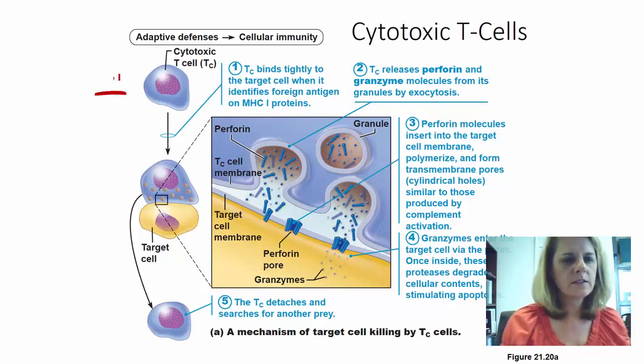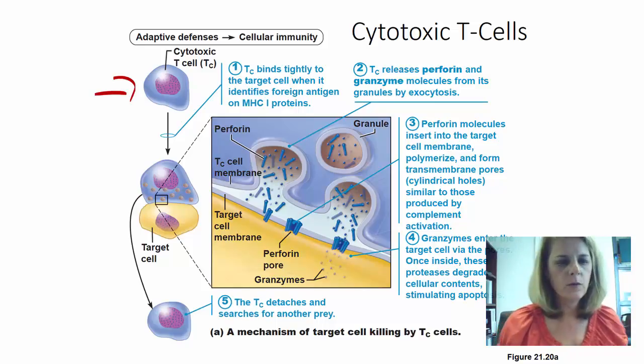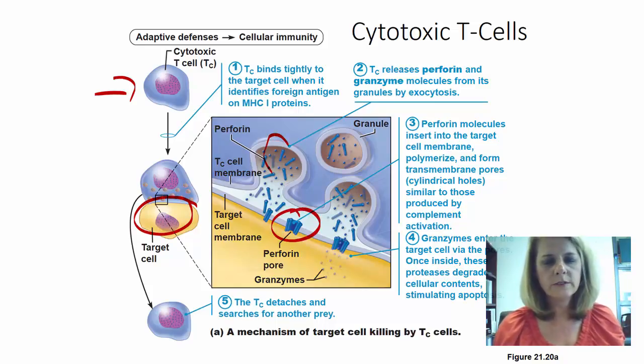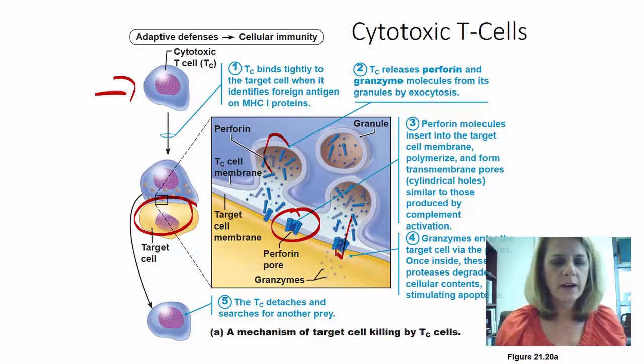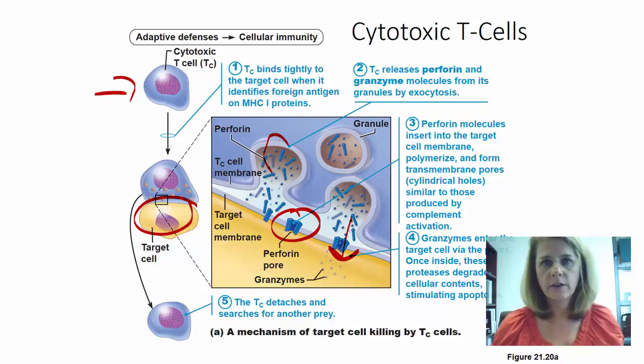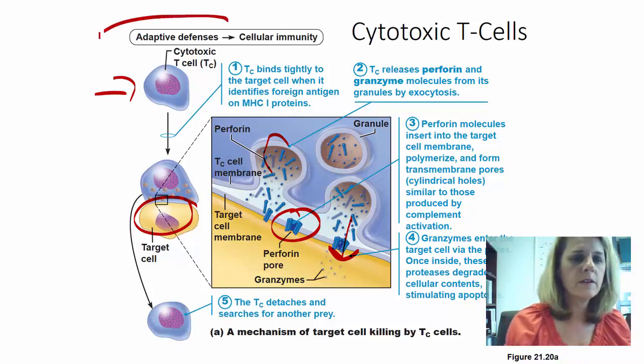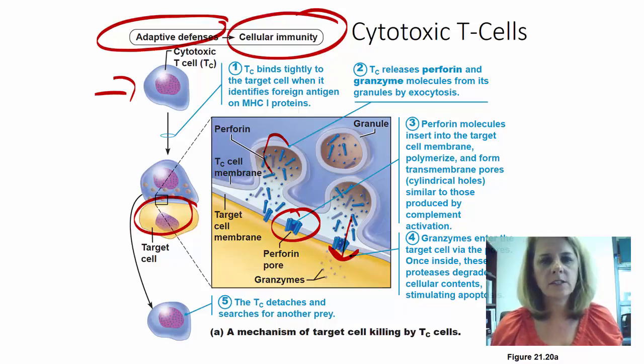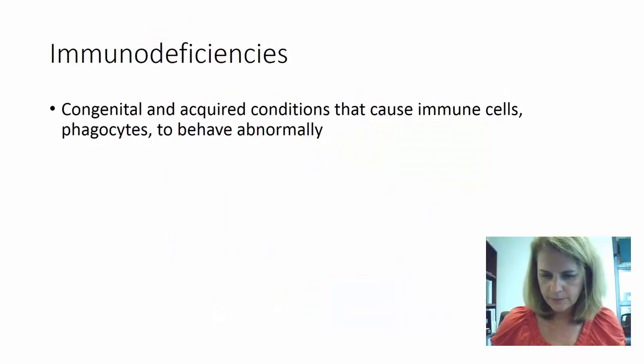So here's my cytotoxic T cell. It will find the target cell and bind to it. It will then release these perforins, which will poke little holes in the membrane. That will allow those granzymes to enter into the target cell and cause the target cell to undergo cell death, or apoptosis, and basically die. And so those are a form of adaptive, cellular immunity. So adaptive defense, cellular immunity are your T cells.